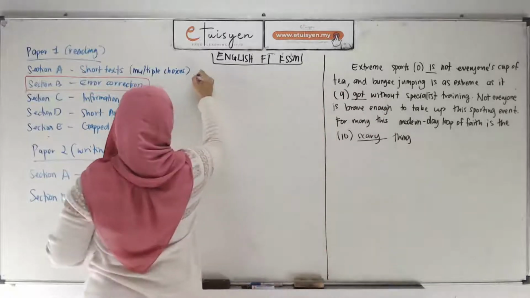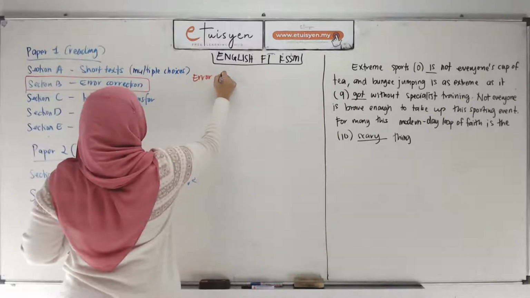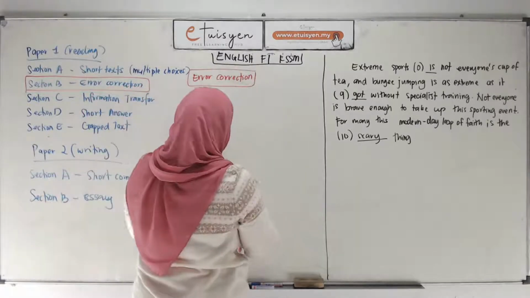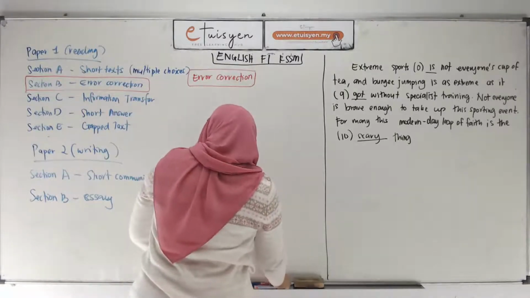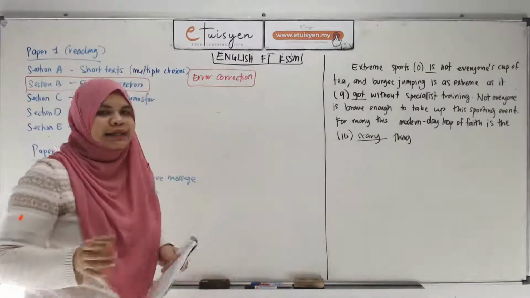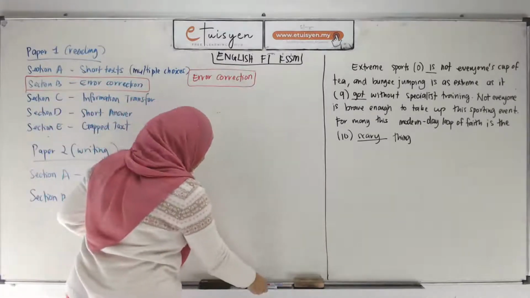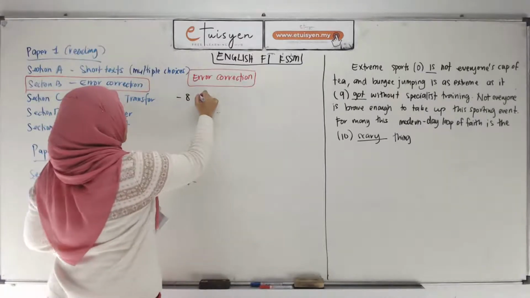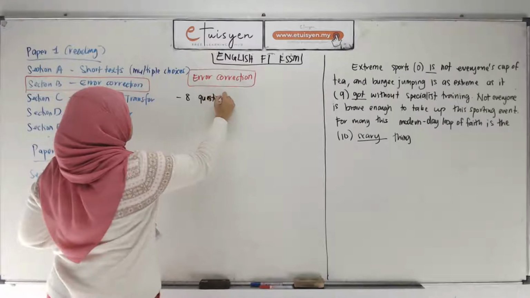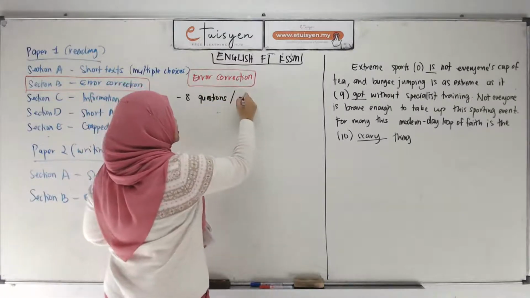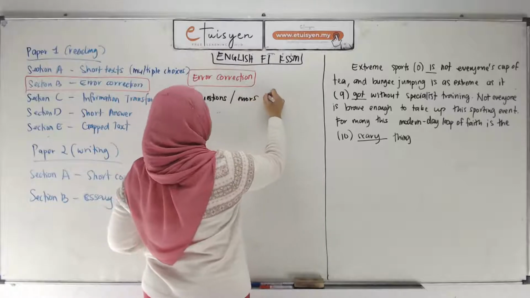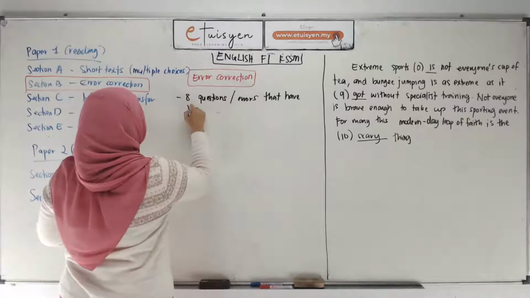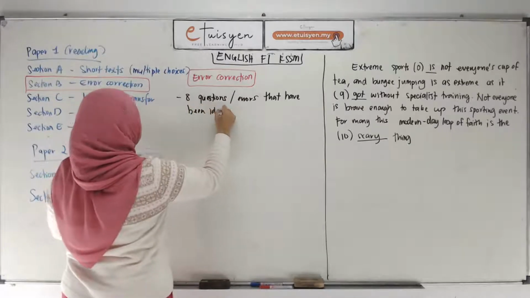Now error correction, okay, what do you need to know actually? Okay, what you need to know is ada 8 soalan. There will be 8 questions. Okay, 8, yeah, I would say 8 questions lah. Ataupun 8 errors in the text that you need to correct, that you have identified.